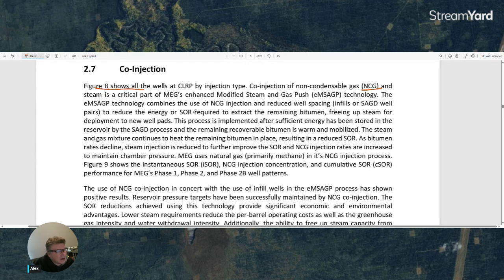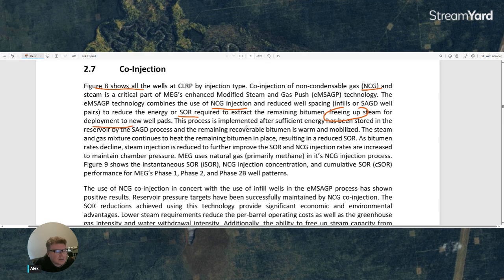The technology combines the use of NCG co-injection and reduced well spacing, infills or SAGD well pairs, to reduce the SOR required to extract the remaining bitumen, freeing up steam for deployment of new wells. You see, they're talking about this, freeing up steam. So the goal is to co-inject NCG, reduce energy intensity, pressurize the reservoirs, but at the same time, you free up the steam and you reallocate or redeploy it to new wells.